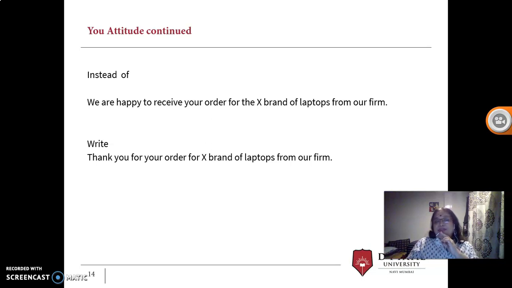And now let us continue. I'll give you an example here. We are happy to receive your order for the X brand of laptops from our firm. Okay. Now this sentence is innocuous, quite simple if you look at it, and nothing wrong with it. But to make the reader the center, the focus, it would be better if you say, thank you for your order for X brand of laptops from our firm. So you're actually thanking him for placing an order as well. So it's not just you, it is him, the reader. So when you're saying you, it means the reader.